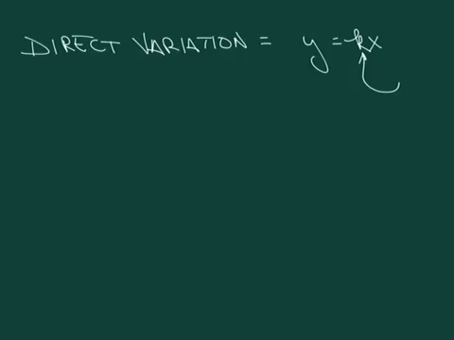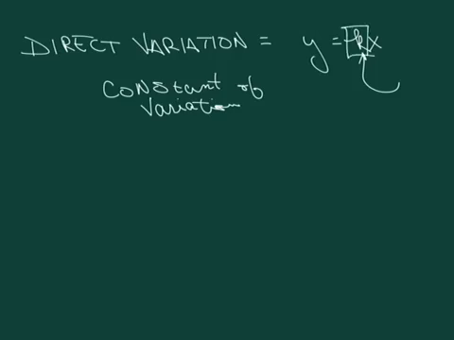And k is called the constant of variation. And what it is, is a number in the equation that will always be the same. It's a constant. It doesn't shift or change. Like x and y, depending on what x is, y will be something. But the k will always stay the same.